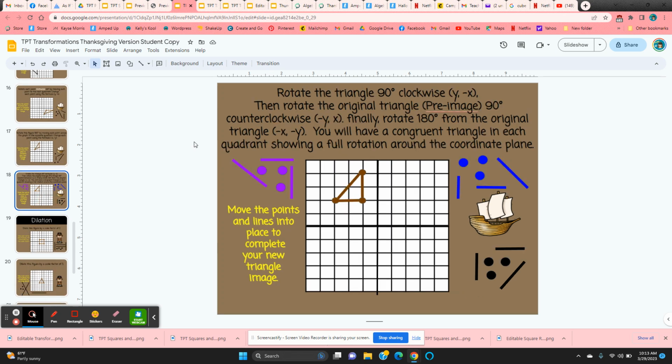Now on the final slide on rotation, they're going to be rotating 3 different times. So they're going to start with this original figure, rotate it 90 degrees clockwise, which would put it in quadrant 1 using this formula. Then they're going to take this figure again, rotate it 90 degrees counterclockwise, which would put it in quadrant 3 using this formula. And then 180 degrees using the formula (-x, -y), which would put it in quadrant 4. So they'll have 4 different figures here, all rotating around the origin.